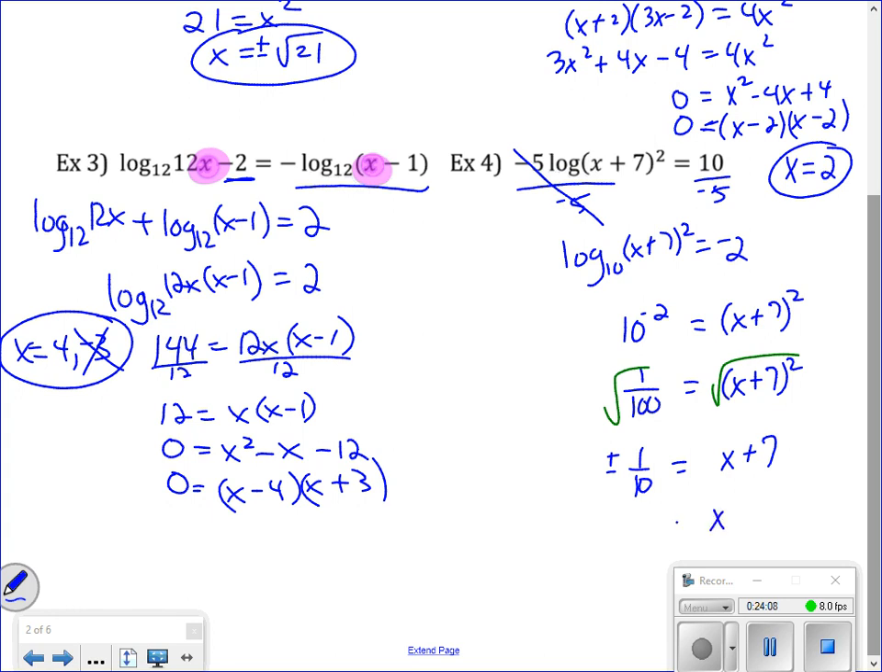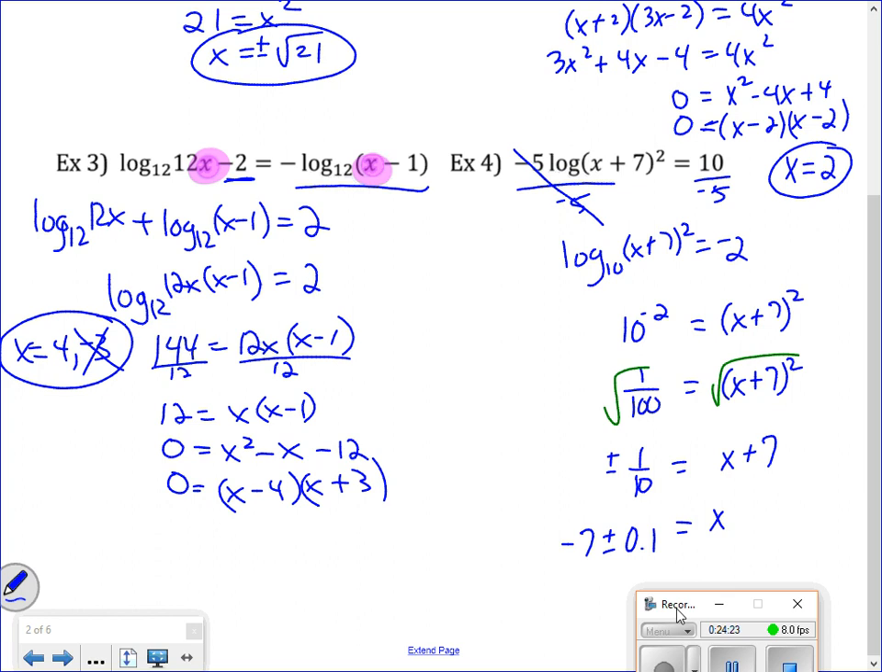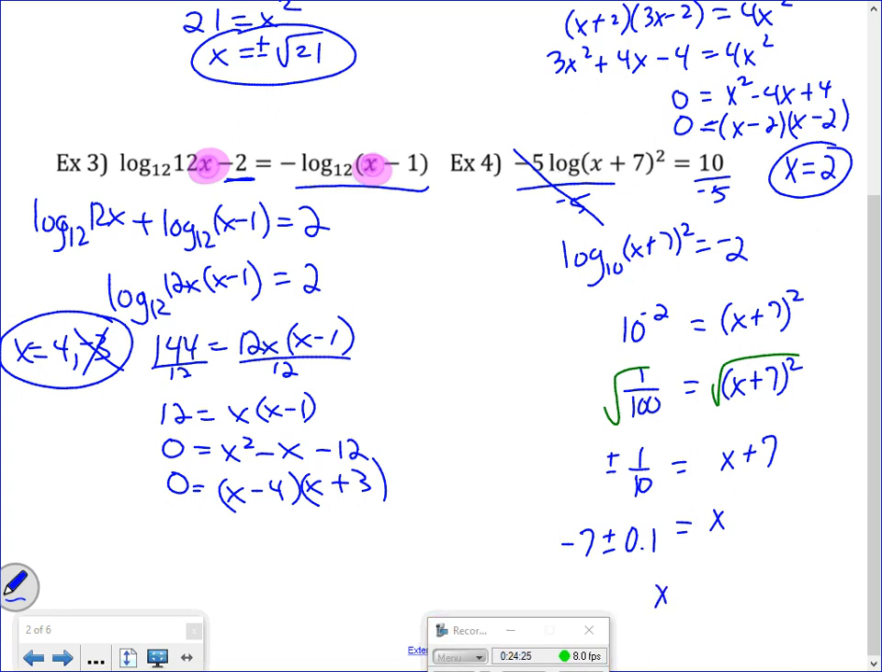All right, so all I gotta do is take away 7. So a lot of times it's easier to just do this. You're gonna pop the 7 on the other side in front of these guys. So you're gonna say it's negative 7 plus or minus. And why don't I write 1/10 as a decimal so it's easier for me to do? So 0.1. All right, so here's my answers. I got negative 7 plus 0.1, so I get negative 6.9. And I get negative 7 minus 0.1, so I get negative 7.1.